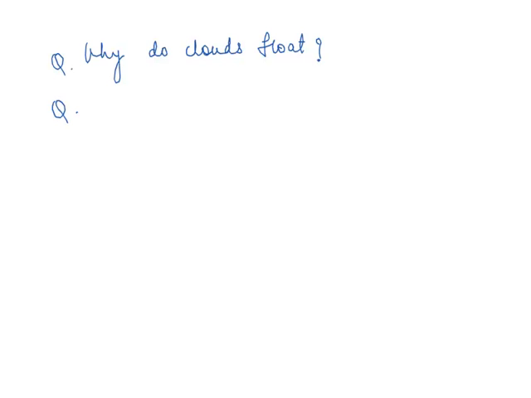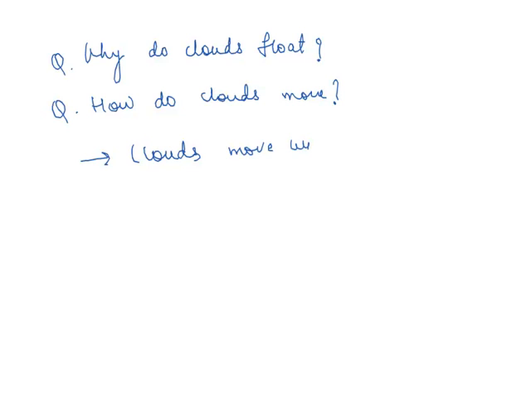Right? And now the other question is, how do clouds move? Remember, students, that clouds move with the wind. They are pushed along by the jet stream, sometimes traveling at more than 100 miles per hour. When clouds are part of a thunderstorm, they usually travel at some distance per hour. And this is how they move.